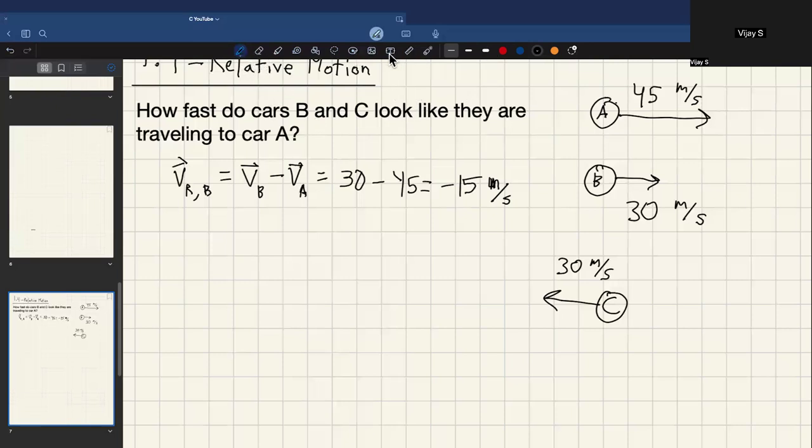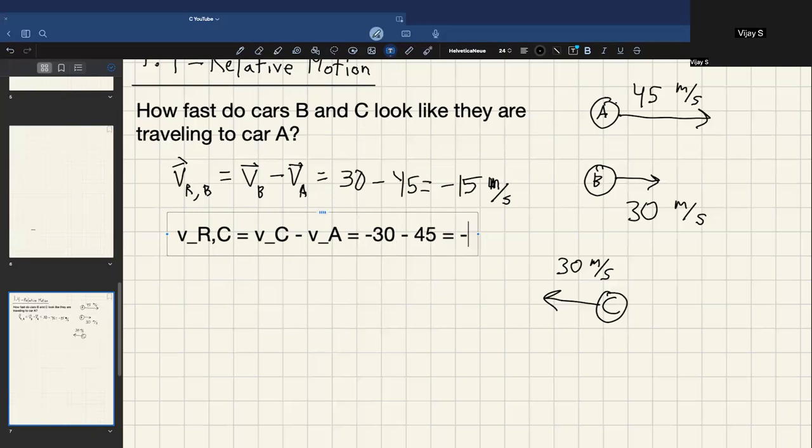car C? I'm actually just going to type this one out because it goes a little bit smoother and faster. So please excuse my not so great notation here. These should all be vectors. For car C, all we have to do is take car C's velocity and subtract car A's velocity from it. In terms of that, car C is moving, from our point of view, negative 30 because it's going to the left. Car A, of course, is still going 45 to the right. So negative 30 minus 45 gives you negative 75 meters per second.